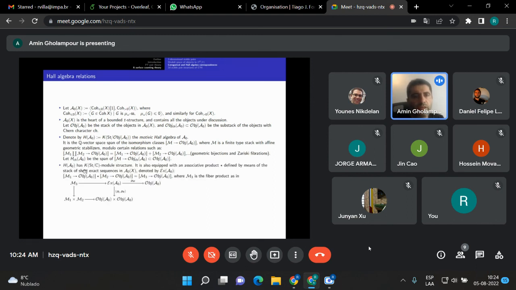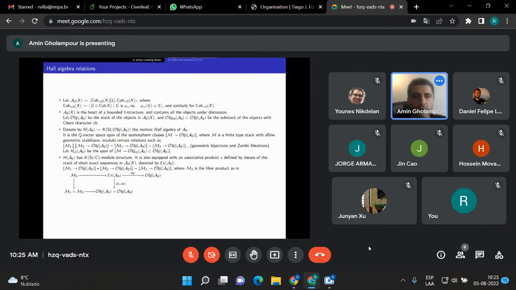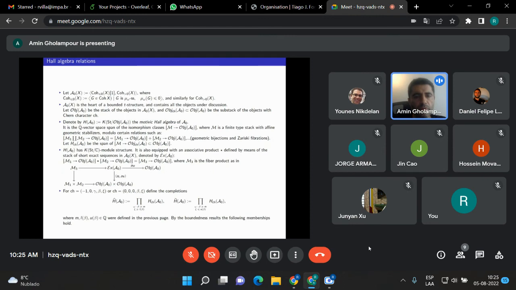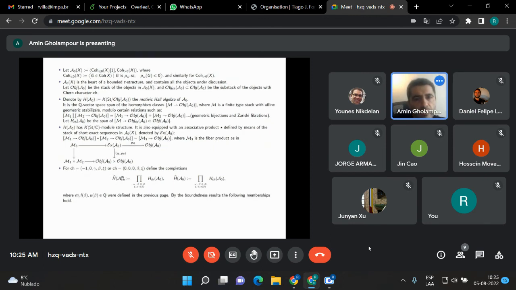It has a module structure over the Grothendieck group of stacks over C, using just the product. It is also, more importantly, equipped with an associative product star that is obtained by means of short exact sequences in A0. So this is a definition of a product. Very quickly, since I'm going out of time, let me just get to the result because it's only 1 minute left.